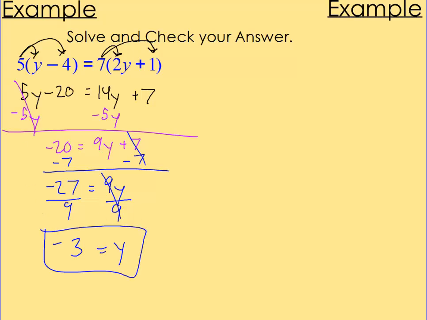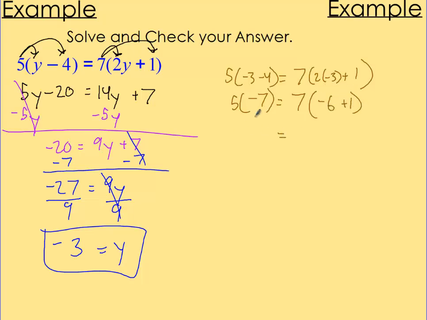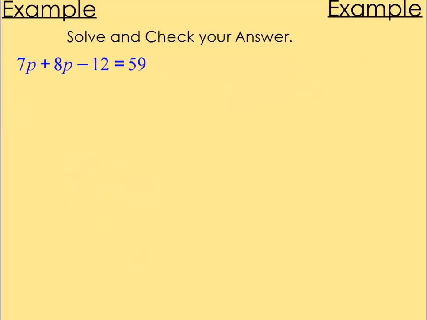Let's check that answer to check that work. So I get 5 times negative 3 minus 4 equals 7 times 2 times negative 3 plus 1. Okay, so negative 3 minus 4 is negative 7. So it's 5 times negative 7 equals 7 times negative 6 plus 1. Well, that becomes 5 times negative 7 is negative 35. And negative 6 plus 1 is going to be 7 times negative 5. 7 times negative 5 is negative 35. And negative 35 equals negative 35. That checks out. Let's do the next one.